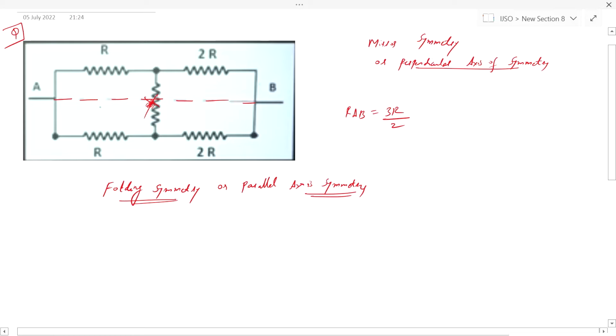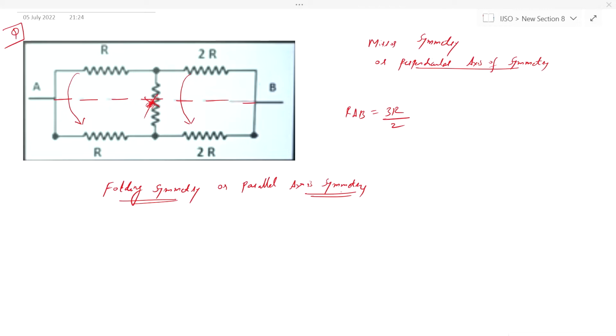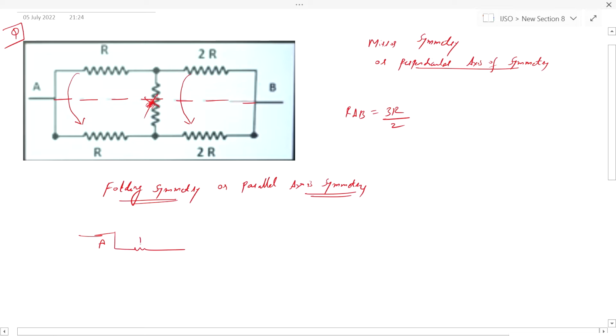Clear? So now pay attention. Now this will come over here. This resistance will come over here. This resistance will come on top and it will be in parallel form. So now what will the diagram be? It would be A, R. This resistance will come in parallel. So there will be one more resistance R.